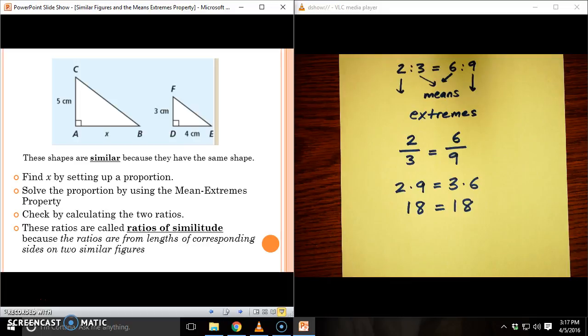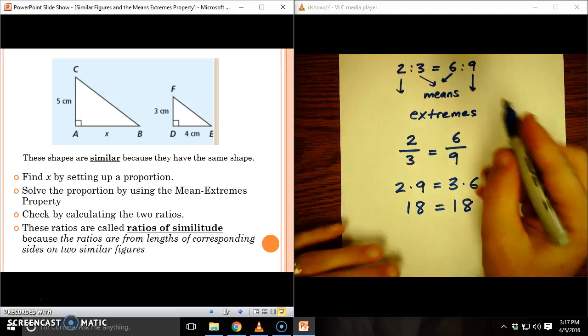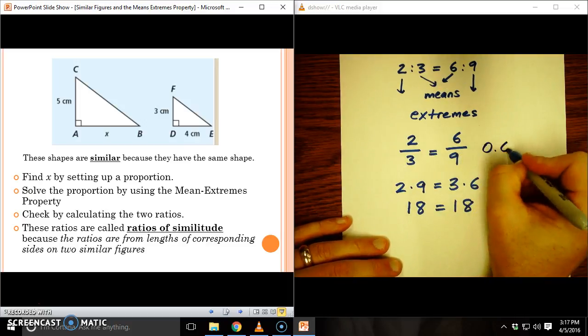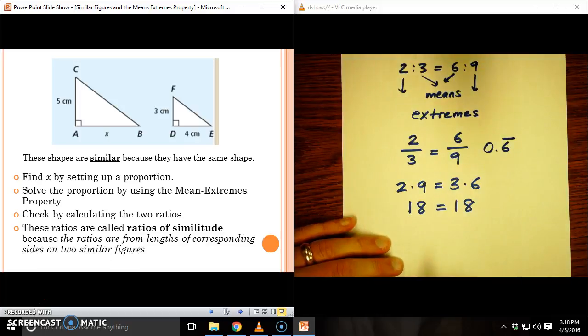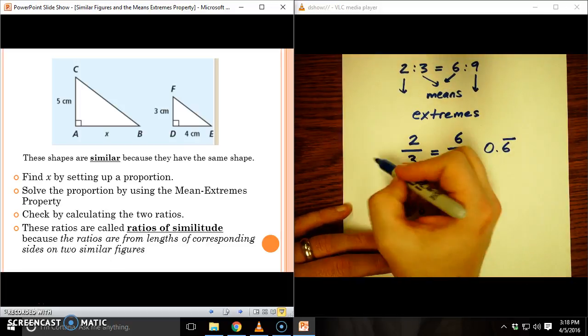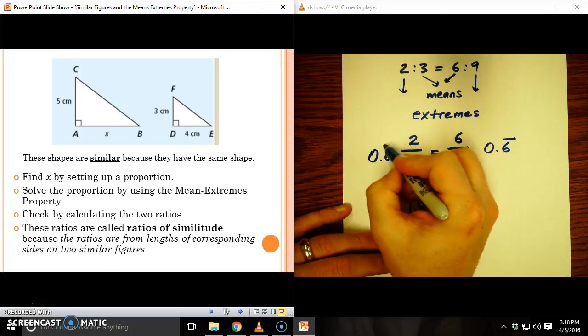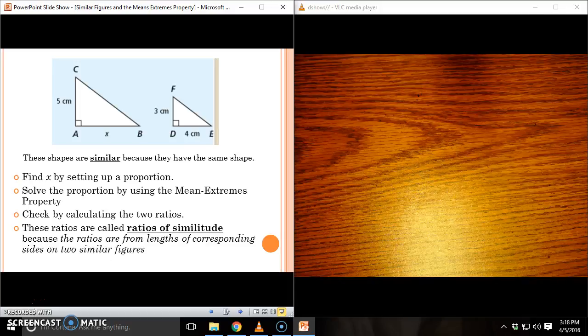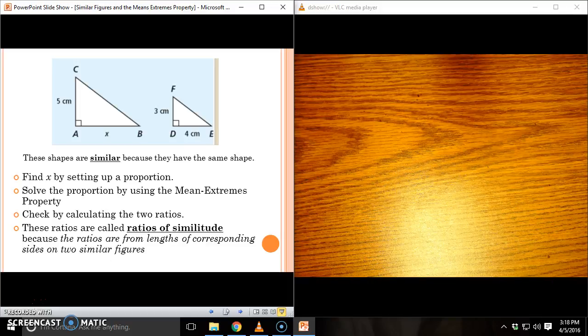Those ratios would be called ratios of similitude, which means that they have the same number. So over here, these are ratios of similitude. The ratio of the means and the ratio of the extremes are going to equal each other. Let's take a look at these numbers with the right triangles.